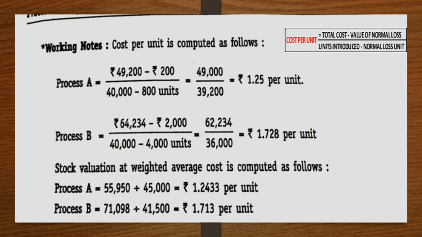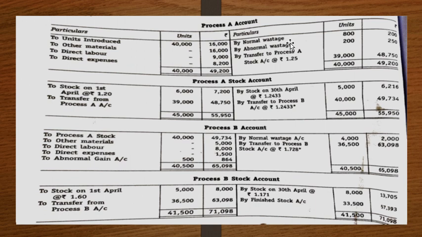So here you will be taking the abnormal wastage, as you have calculated the abnormal wastage units, which is 200, into 1.25, which will give you 250. So now the balancing figure will be the amount which is transferred to process B's account. So when you balance the amount, 49,200 minus 200 minus 250, you will be getting 48,750.